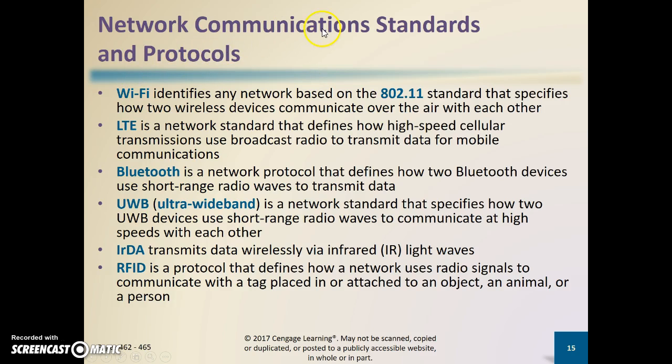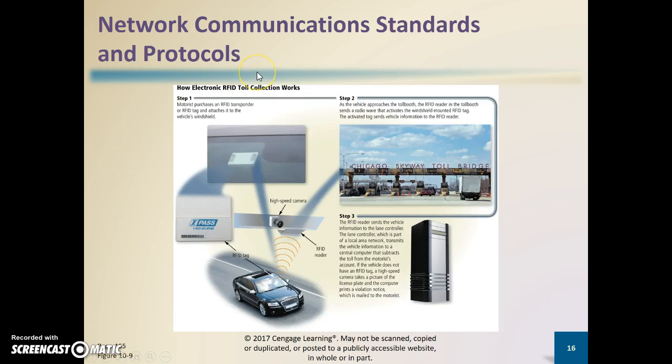These are different kinds of network communication standards and protocols: Wi-Fi, LTE, Bluetooth, ultra-wideband, IrDA, and RFID. All of these two using a radio signal. This one using a radio signal, and this one using light waves. So more information on communication standards and how they interact with a network here.